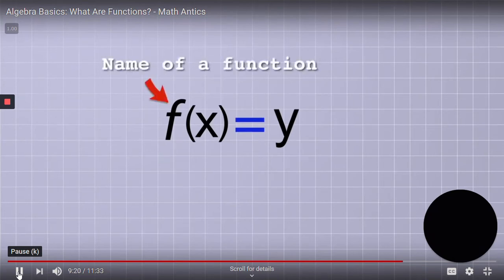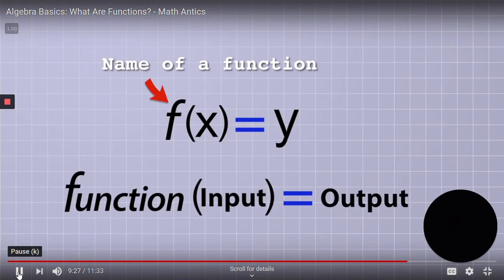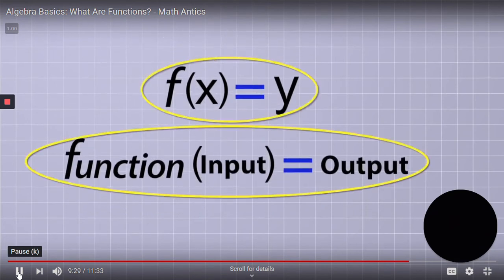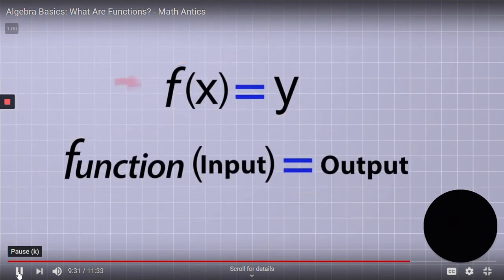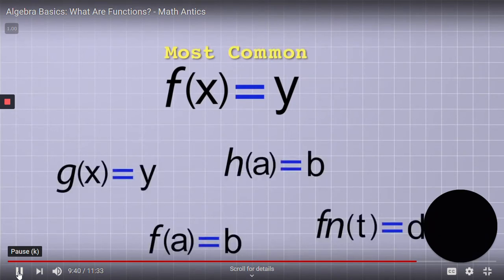It would be a lot more clear if mathematicians just used the entire word function as the name, and then used the names input and output instead of x and y. These two notations mean exactly the same thing, but the first one uses an abbreviation for the function name and standard variable names for the input and output. These are the most common names, but you could use others if you wanted to.